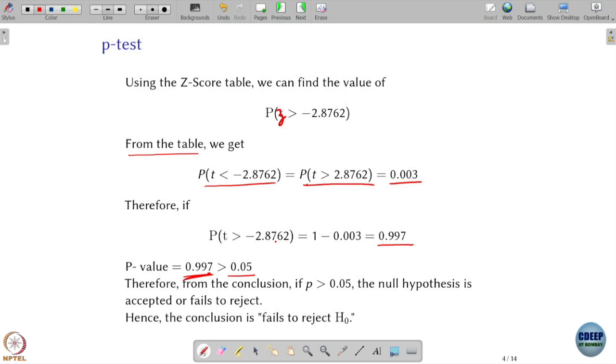So, the p-value we have obtained is 0.997, which happens to be significantly larger than my significance level of 0.05. So, in this case, the p-value test leads to the conclusion that we have failed to reject the null hypothesis. That means the null hypothesis claimed by the statistician is still valid, and there is no evidence to show that this is not true. That is, we have failed to reject the null hypothesis.